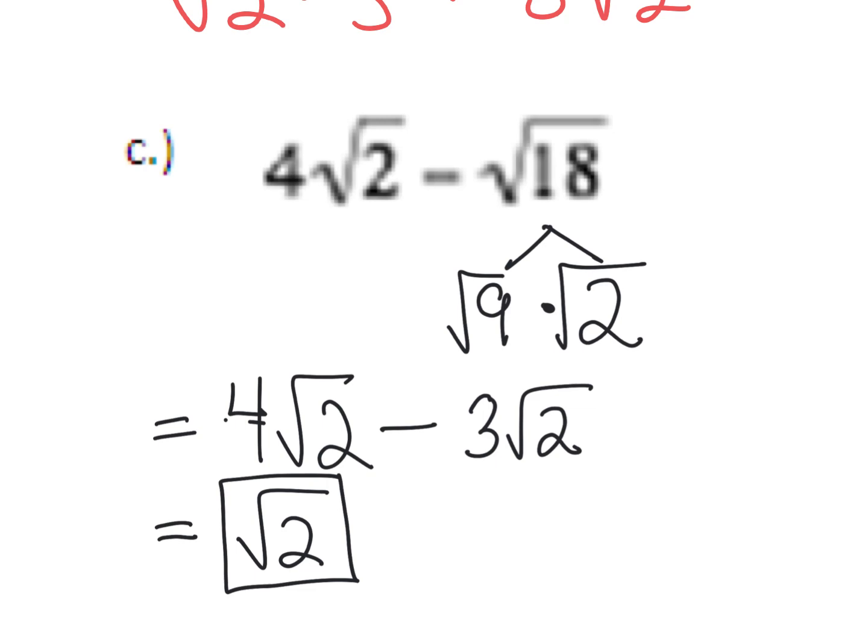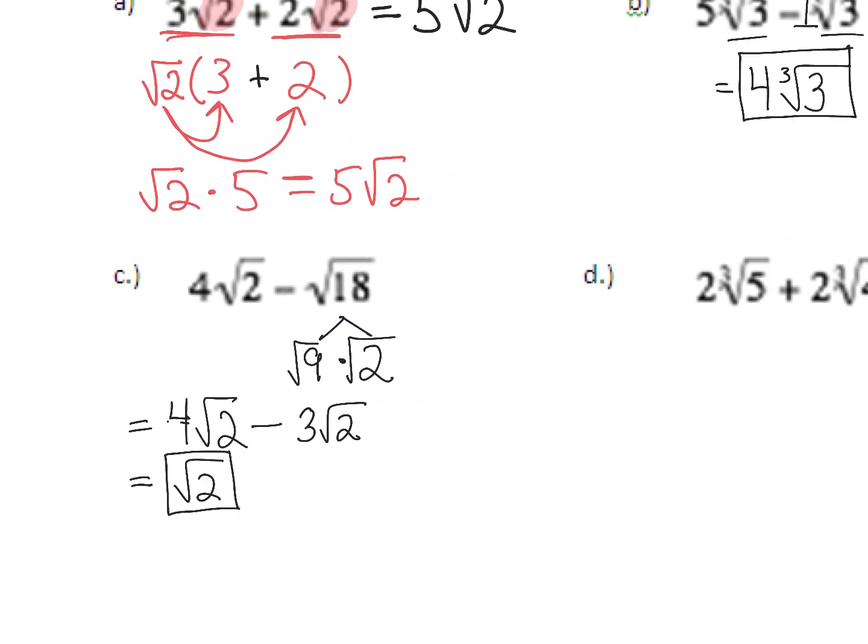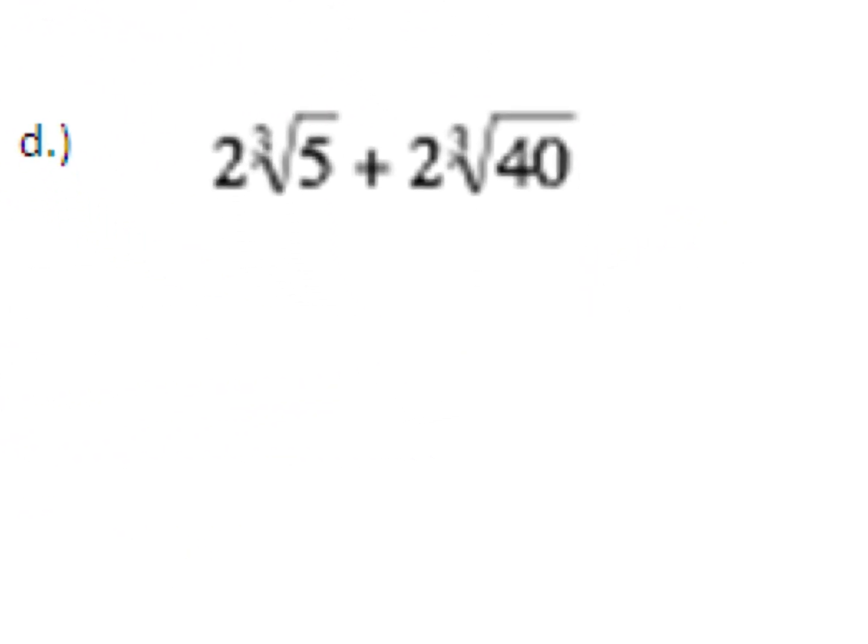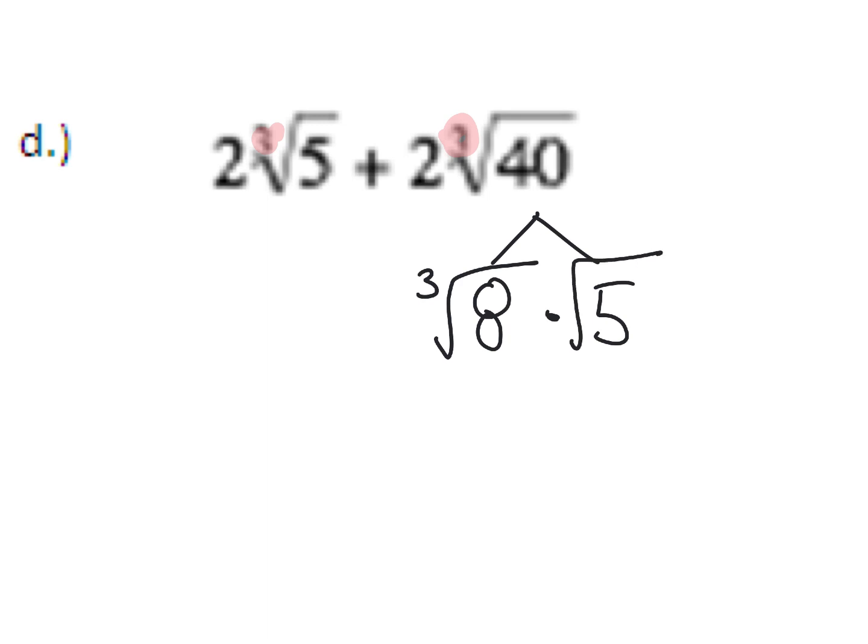All right, we got one more, and then I have your IP, your independent practice. Okay, it's got a cube root in it. So talk to me, Royce. You break the 40 into 8 and 5. Yes. Then cube roots down to 2 and 5. And then the cube root of 8, I heard, is 2, because 2 times 2 times 2 gives you 8.